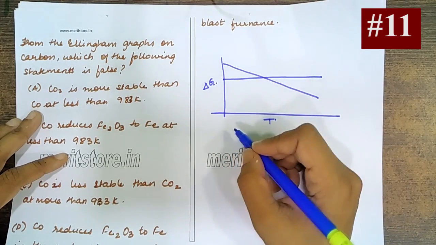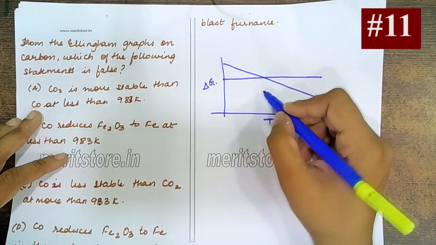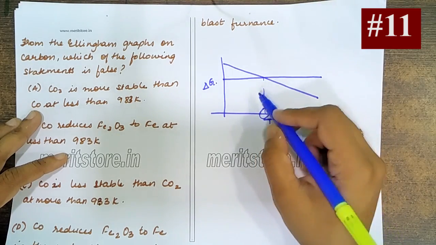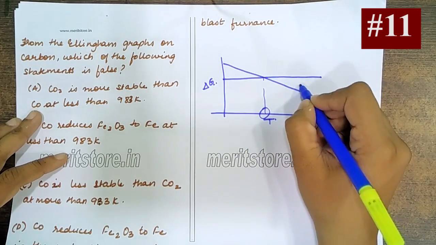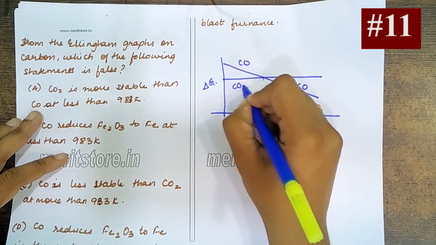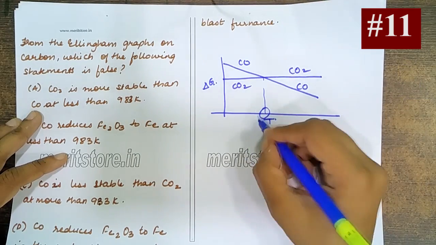So if I talk about at 393, this temperature, you'll find this is around 1000 Kelvin only. In less than this, as I said, this is of carbon monoxide and this is of carbon dioxide. So around 1000 Kelvin, they intersect.